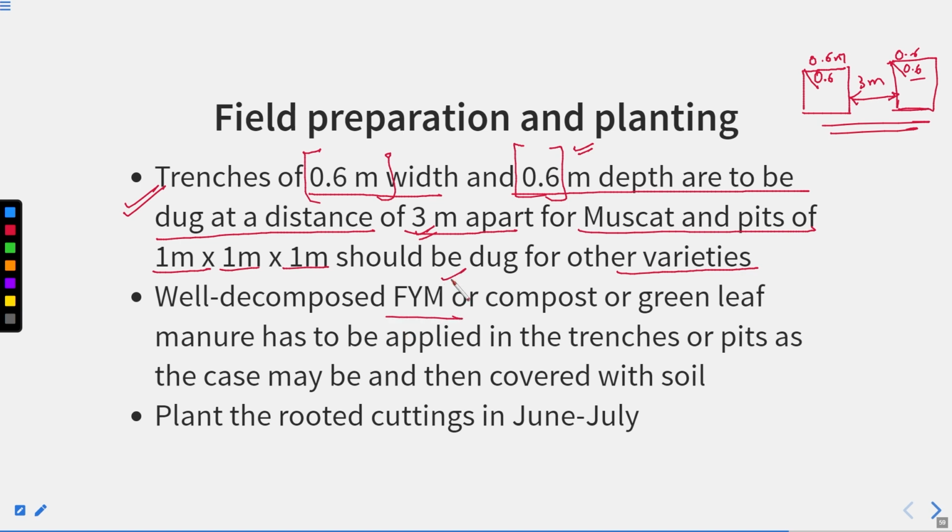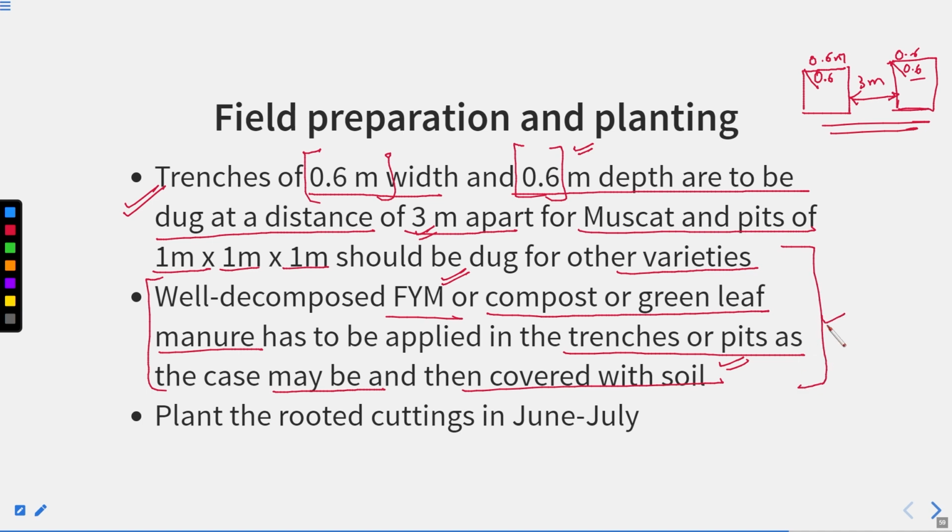Well decomposed farmyard manure, or any type of compost or the green leaf manure, has to be applied in the trenches or pits as the case may be, and then covered with the soil. So this is very, very important: you do not require any type of fertilizer. You require manure or compost. Compost you can prepare in your farmland, and you can have the farmyard manure. You can also have the green leaf manure, which can be put in these trenches or pits that you have dug out for growing this crop, right? And then it should be covered with the soil.